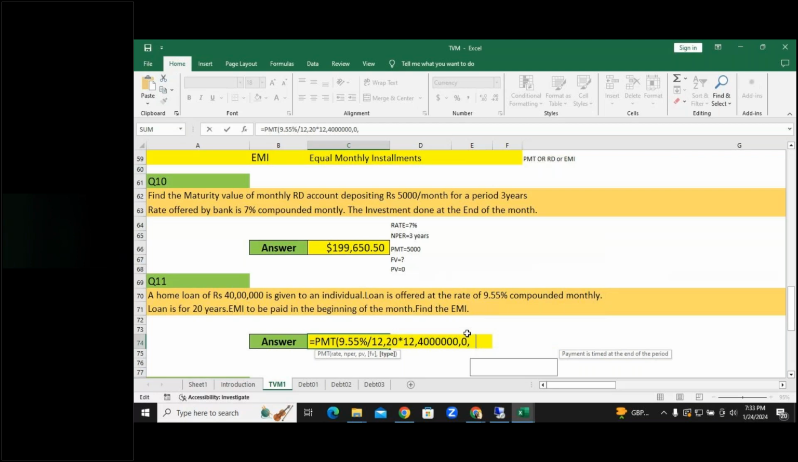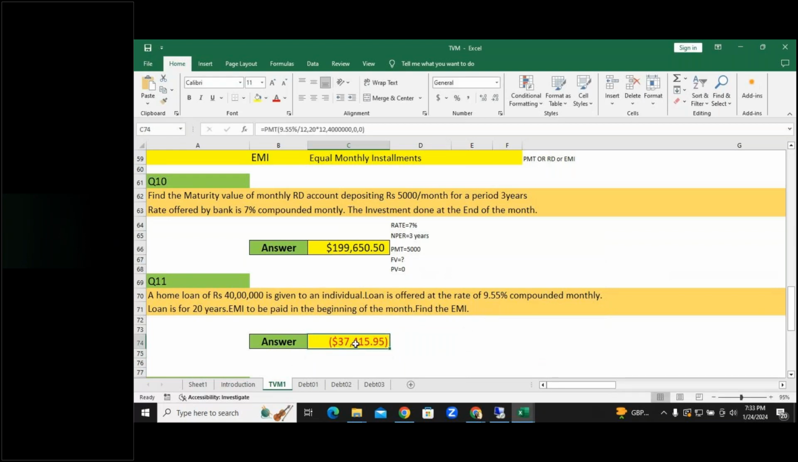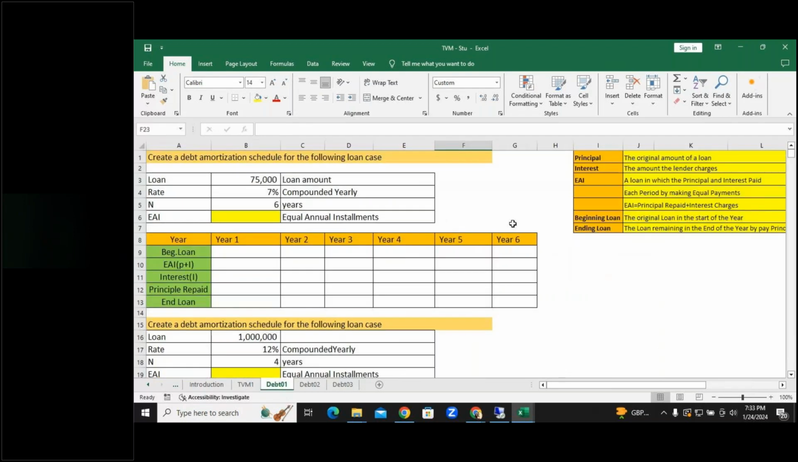Got it? So it will be 37,415 rupees that I have to pay every month if I am taking the loan of 40 lakh rupees for 20 years. So now let's go for debt amortization.